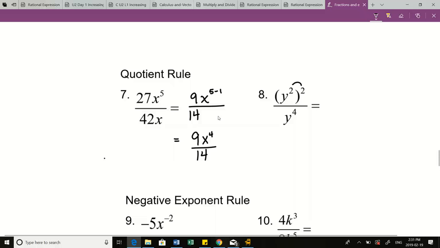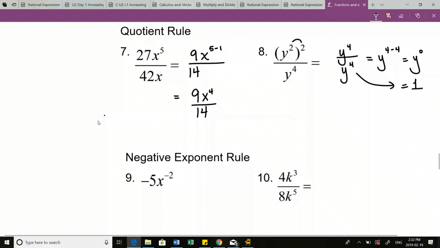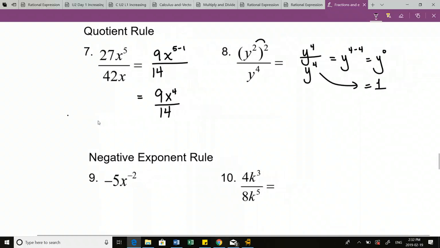Okay, this guy, I'm going to do power rule first. So doing exponents first, I get y to the 4 over y to the 4. There's actually 2 ways that we can solve this one. I know that anything divided by itself is just 1. Or if you want to kind of prove it, we can do y to the 4 minus 4. That gives me y to the 0, which gives me 1. You can go right to this if you want. Any questions on these two?